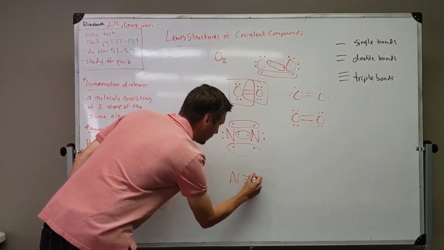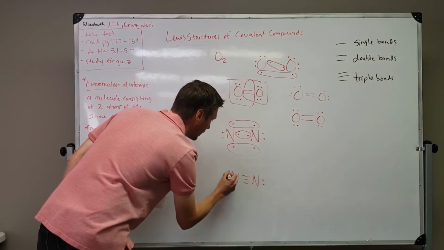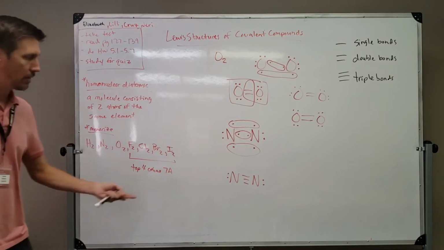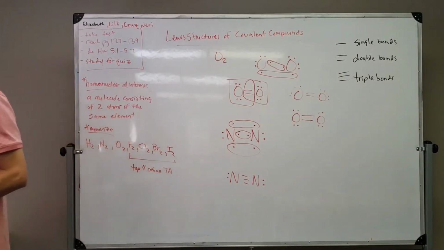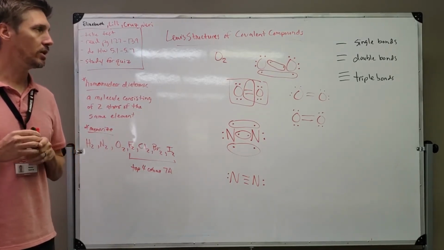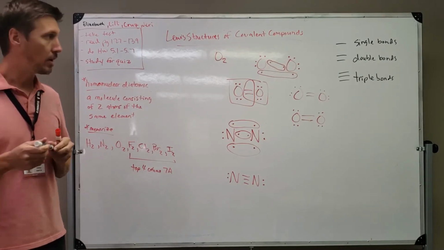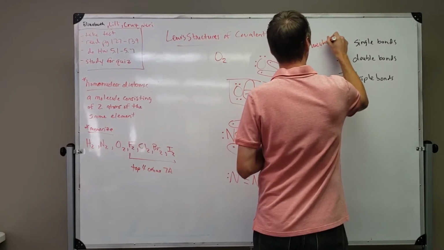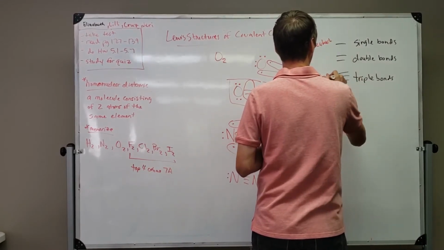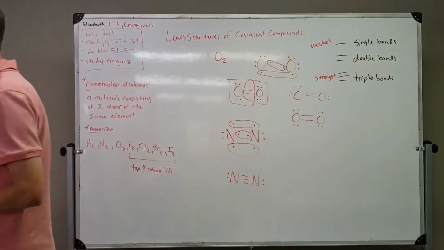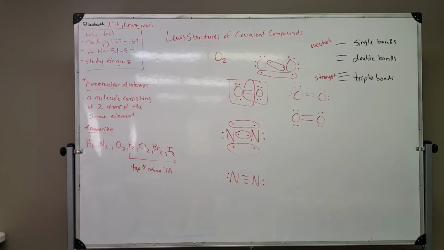So anyway, we've got 3 pairs of shared electrons, and then we've got 2 that are unshared for each atom. So that would be the Lewis structure for the nitrogen molecule. Any questions about single, double, triple bonds? By the way, this is the weakest, and this is the strongest. So the more covalent bonds between atoms, the stronger the bond is, the harder it is to break.